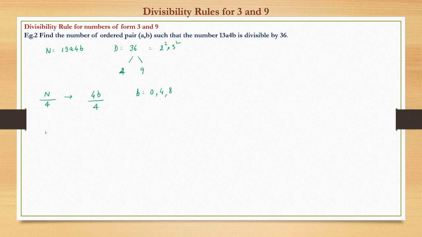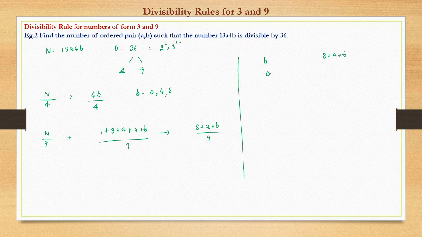Now we will check n for 9. Here we have to take the digit sum: 1 plus 3 plus A plus 4 plus B should be divisible by 9. So 1 plus 3 plus 4 is 8, so 8 plus A plus B should be divisible by 9. We will just make cases here, for B and then 8 plus A plus B.